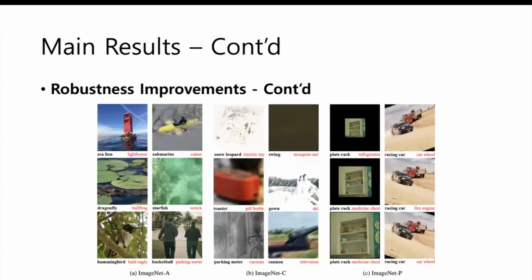As you can see, only the author's model can predict the correct classes shown in black text. The red text indicates incorrect predictions made by the normal EfficientNet.